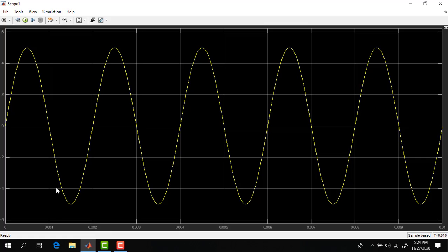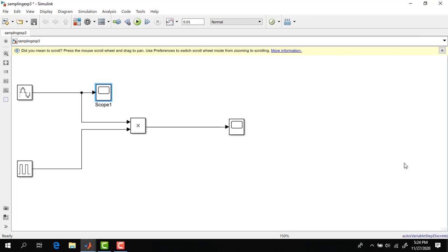The time period here is 0.002. One full cycle takes 0.002 seconds. Your reconstructed signal should have the same period. If the period is not matched, then you are not doing it right. So these are the things. That's all for this experiment.